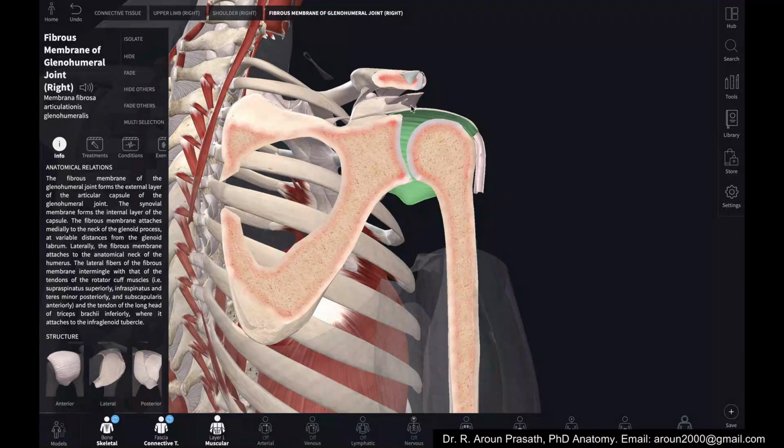In fact, in the superior aspect it is covering, and in the inferior aspect the capsule is very lax, very loose. That is why inferior dislocation of the glenohumeral joint is very common. Superior dislocation is rare, anterior dislocation is rare, posterior dislocation is rare, but inferior dislocation of the glenohumeral joint is very common.